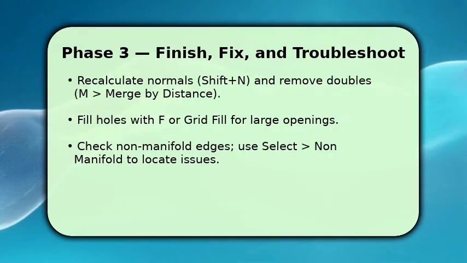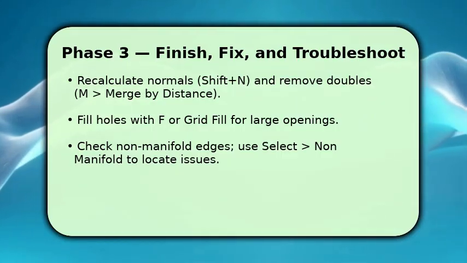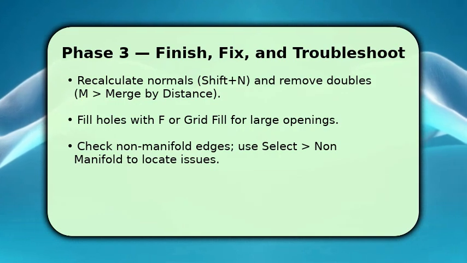Troubleshoot tip. If Boolean or trims leave stray faces, duplicate the object, hide originals, then manually inspect and delete one face at a time to isolate the culprit.